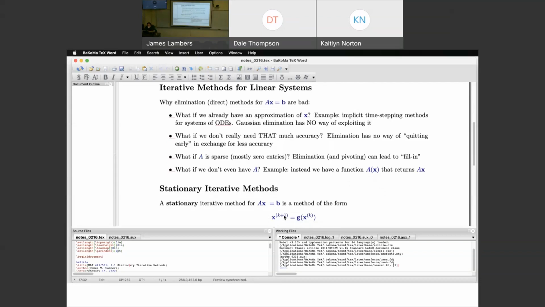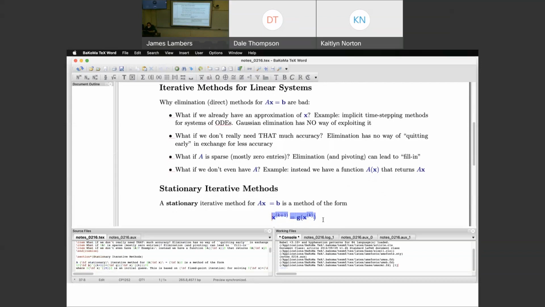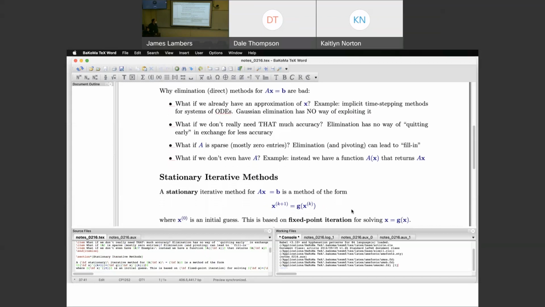So a stationary method, the name comes from being able to write the method in this form, where each new iterate is some function of the previous iterate. And this is called a fixed point iteration. Last semester, I covered fixed point iteration for solving a single nonlinear equation. Later, I will revisit fixed point iteration for a system of nonlinear equations.